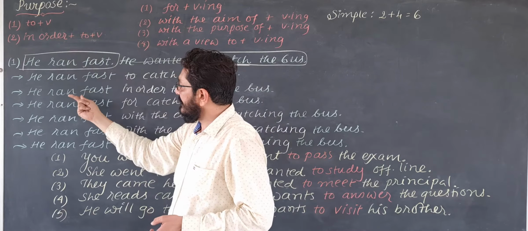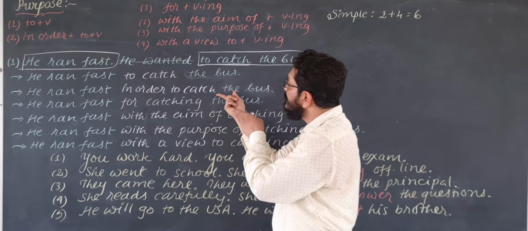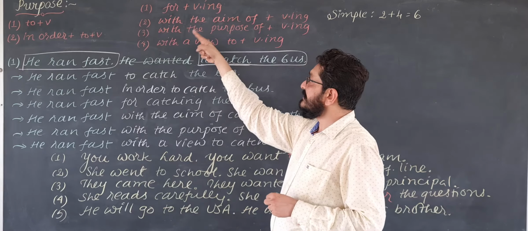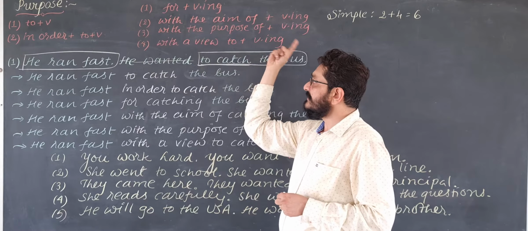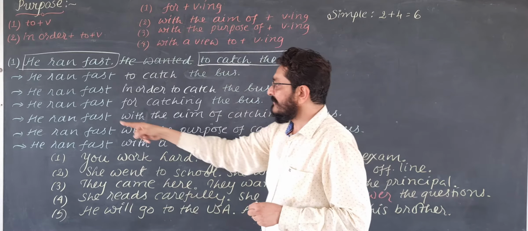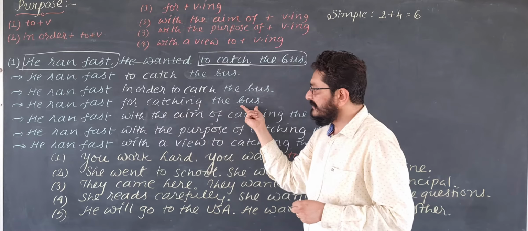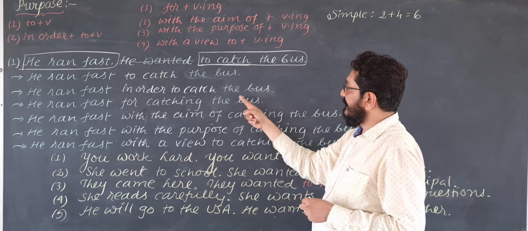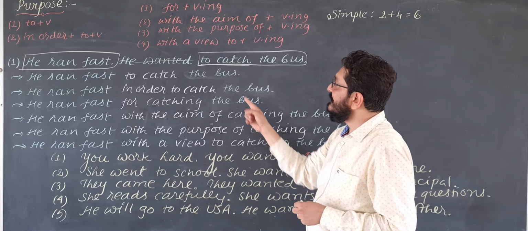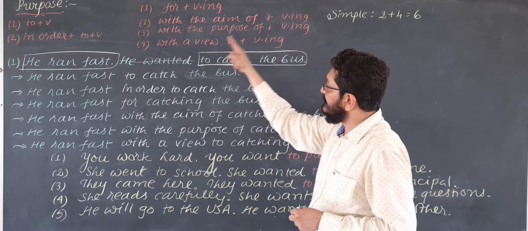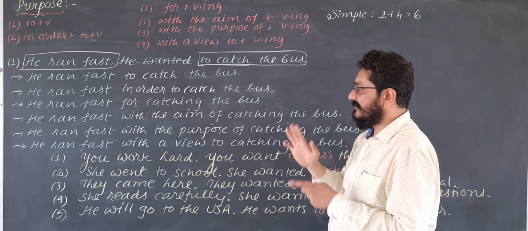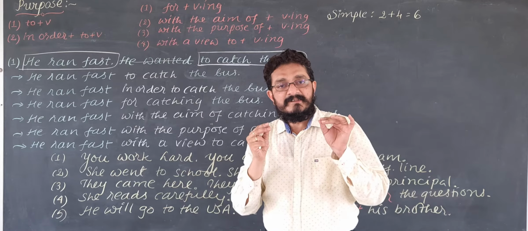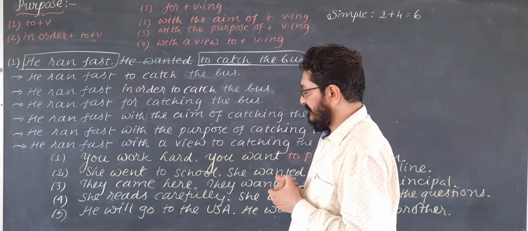He ran fast in order to catch the bus. For VING, with the aim of VING, with the purpose of VING, with a view to VING. He ran fast for catching the bus, he ran fast with the aim of catching the bus, he ran fast with the purpose of catching the bus, he ran fast with a view to catching the bus. So there are 6 methods to convert 2 simple sentences into 1 simple sentence.